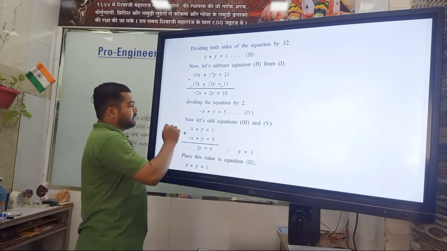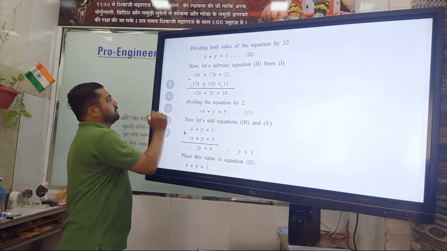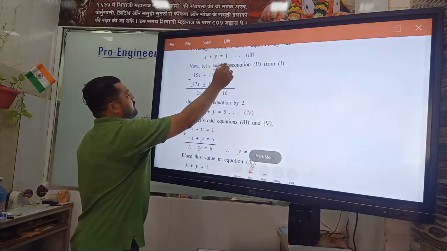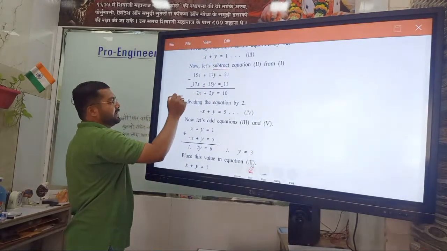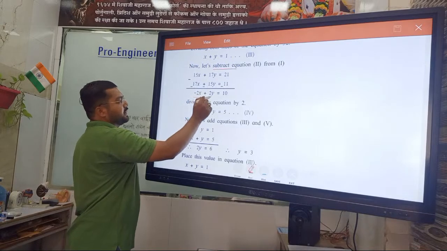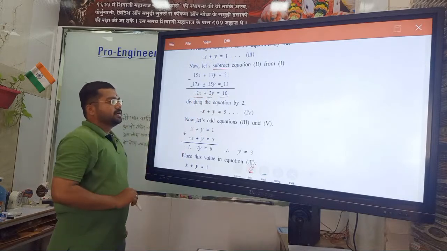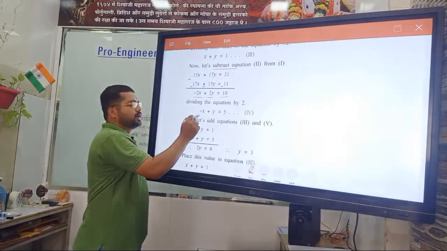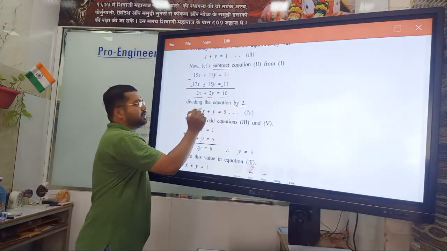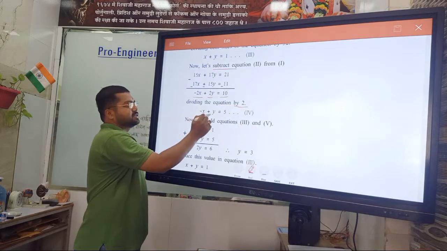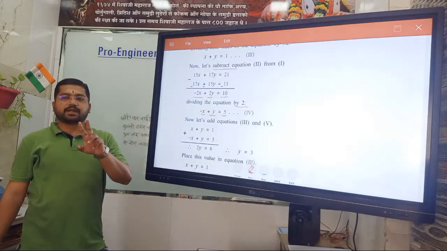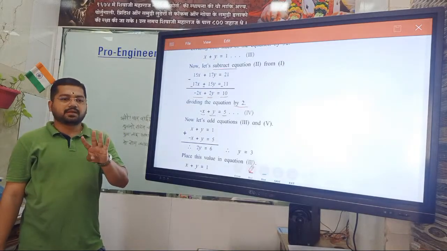Now, after adding, we have to subtract the equations. So we'll get minus 2x plus 2y equals 10. Now divide this by 2 because the common factor is 2. So after dividing by 2, we'll get minus x plus y equals 5. So now we have two different equations, equation number 3 and equation number 4.